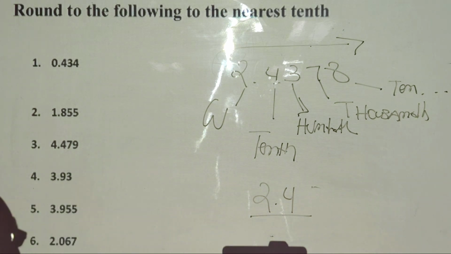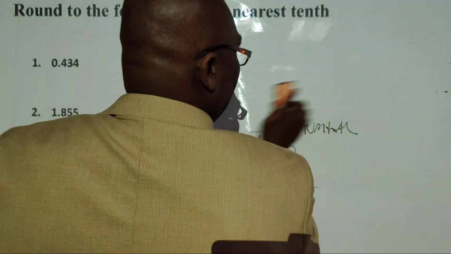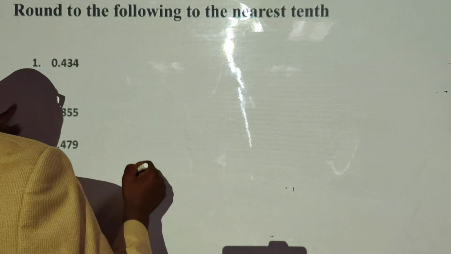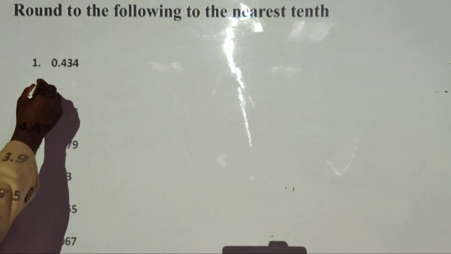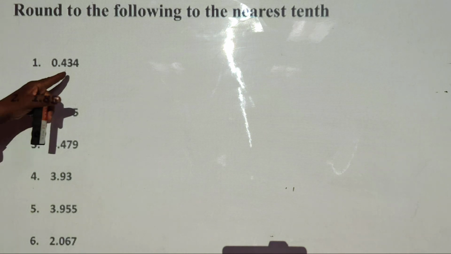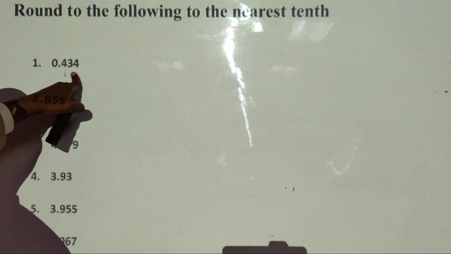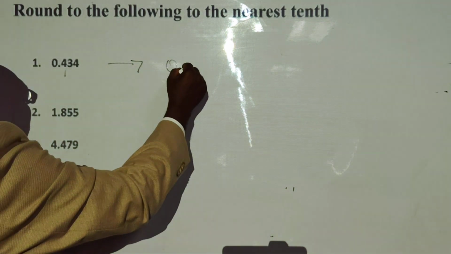All right, so let's go here. We have 0.434, correct? They say round this to the nearest tenth. Okay, so my tenth place is what? It's a 4. Then you look at the number that comes after 4. If that number is less than 5, drop everything. So this one here is going to be 0.4.